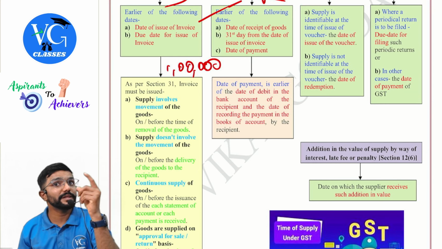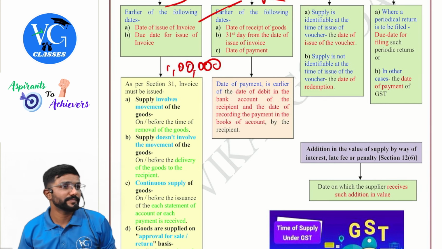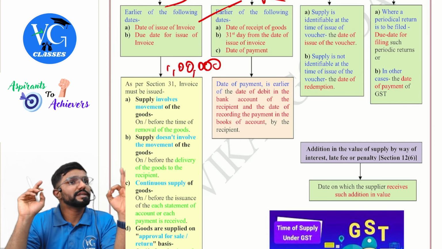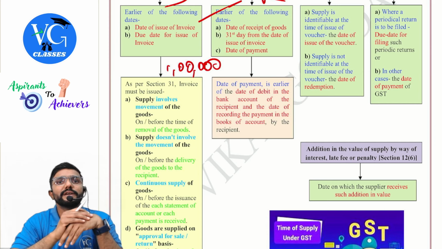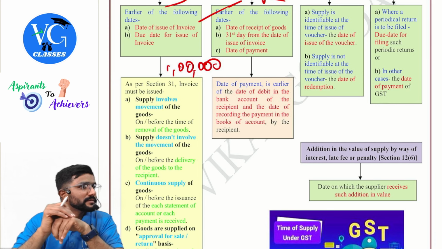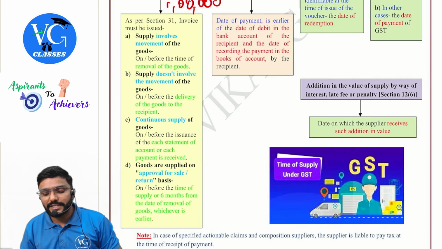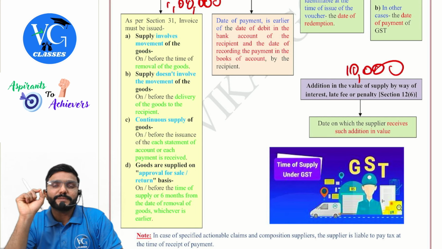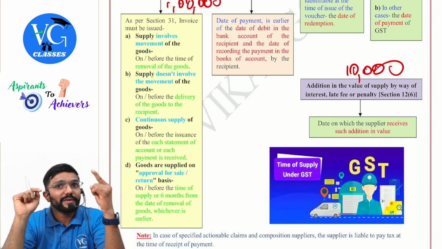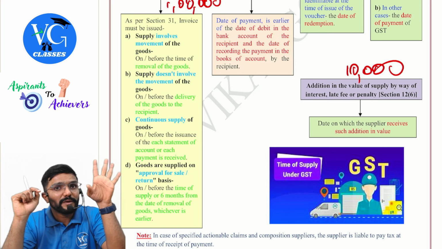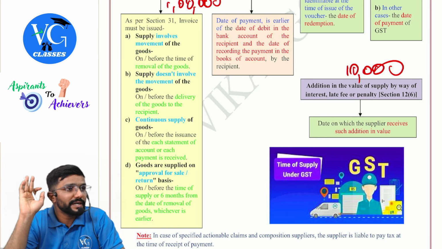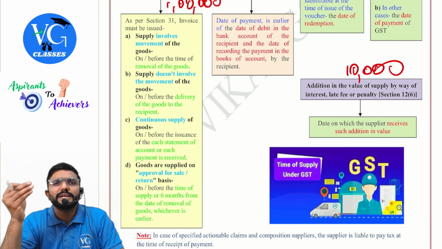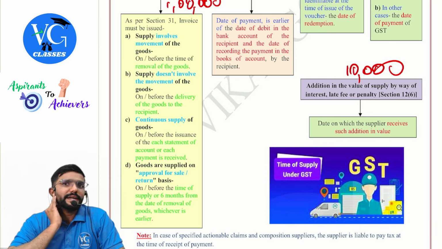There is also a condition between you and me. If you don't pay within 1 month, you have to pay 10,000 extra, interest or late fee or penalty, something. You delayed the payment and now I am charging 10,000 extra. So for 10,000, where will I decide the time of supply? As per subsection 6, guys. Now I have collected totally 1,10,000 from you. So for 1 lakh, the time of supply will be decided separately. For 10,000, the time of supply will be decided separately. So for 10,000, what is the time of supply? The date I received it.